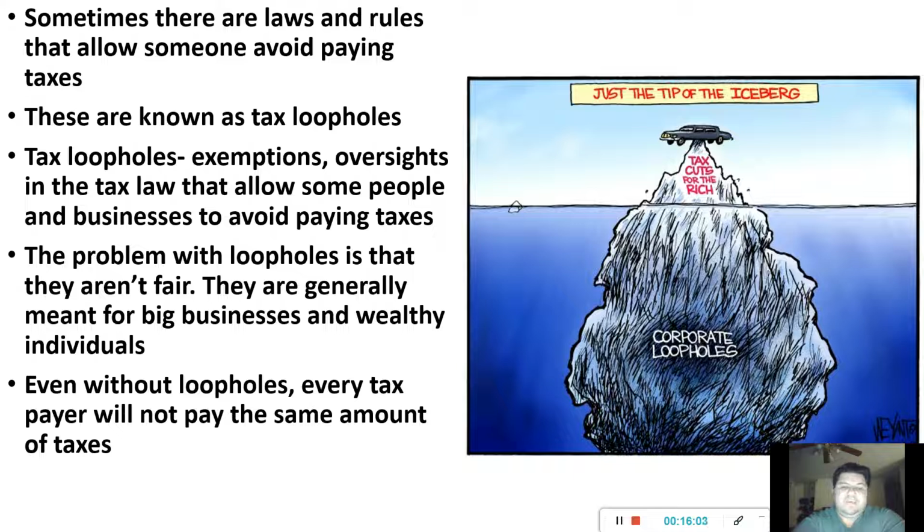Oh my bad, I'm sorry, that just skipped a section. Again, they aren't fair. They generally are meant for big businesses and wealthy individuals, like I said, Amazon, Jeff Bezos, Elon Musk, people and corporations like that. They tend to get these loopholes. Again, they are not fair, and every taxpayer will not pay the same amount in taxes. So what your parents might pay might be different from me. They might get more money than me. They might have to pay more than me.